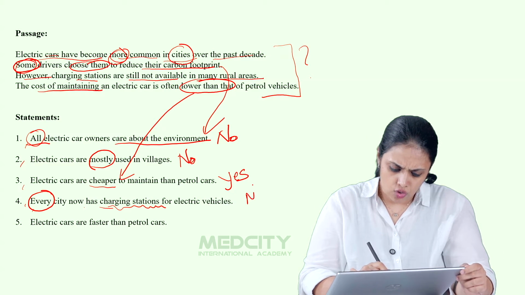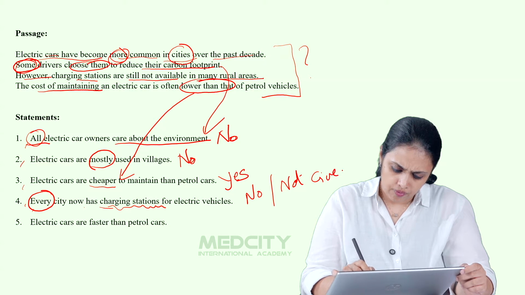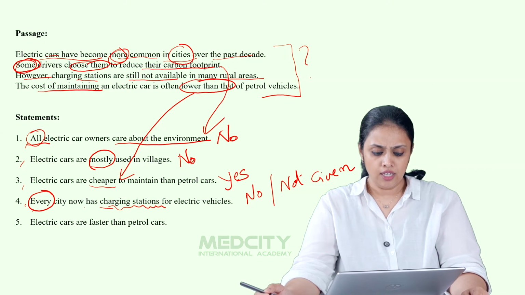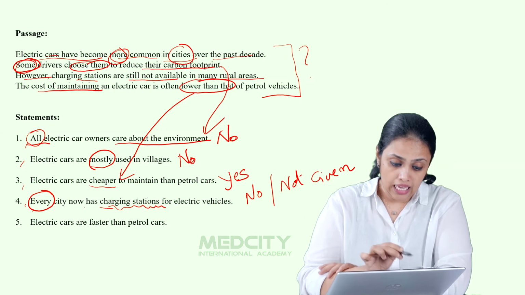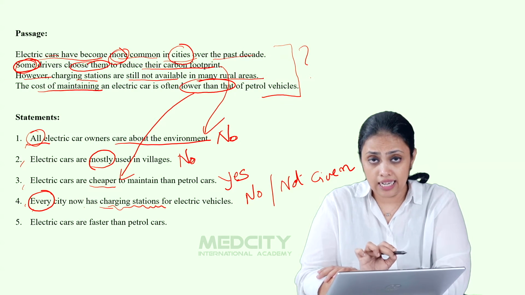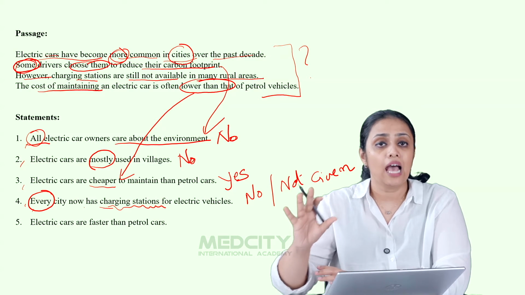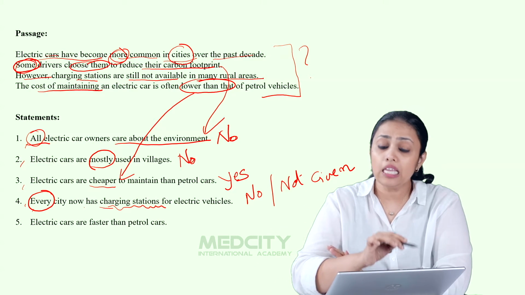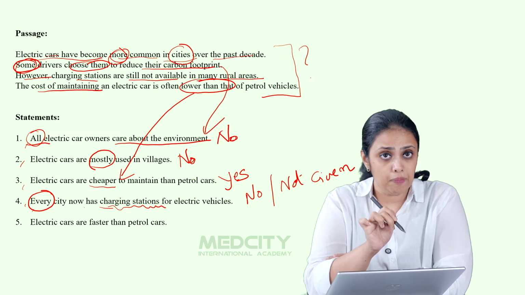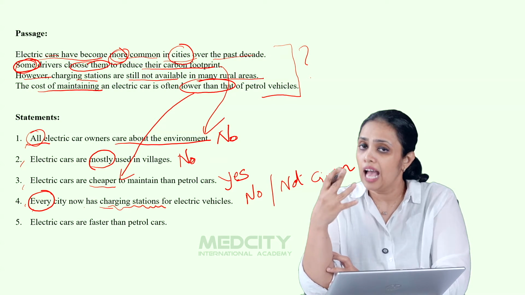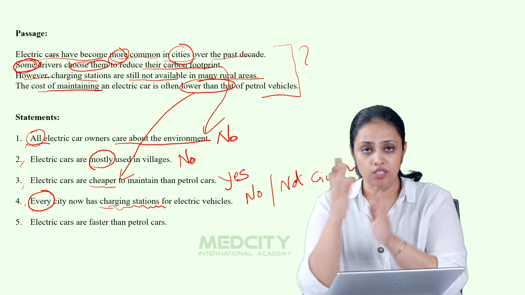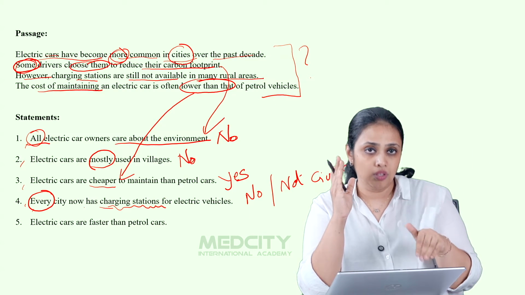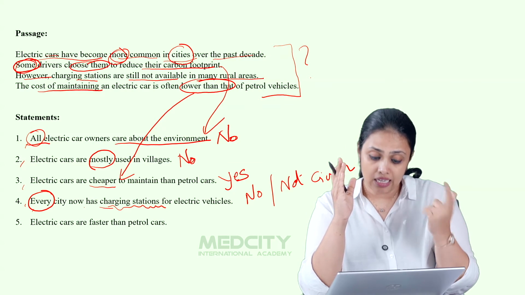Now, whether it is no or not given, how do we say that? Can I say no? When will I say no? If the writer has explicitly claimed in the passage that not all cities have these charging stations, and the statement says that every city has charging stations, then we can completely deny what the statement is trying to declare. So in that case it can be no.